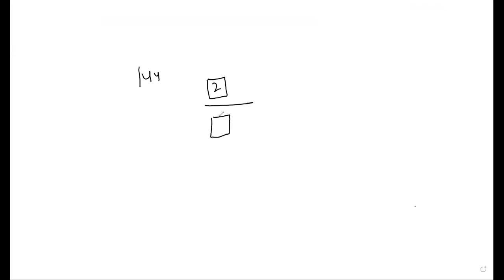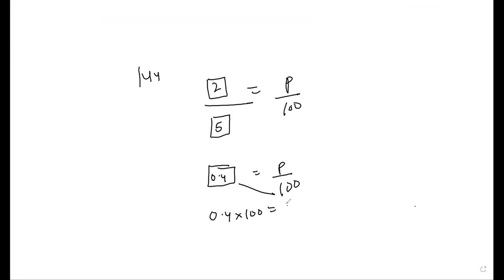And you write 2 and 5. And here P over 100. And what is 2 over 5? It is 0.4 and P over 100. According to you, what you should do, you should multiply 0.4 by 100. But this step is not written there directly. What is P? 40%. P equals 40%.